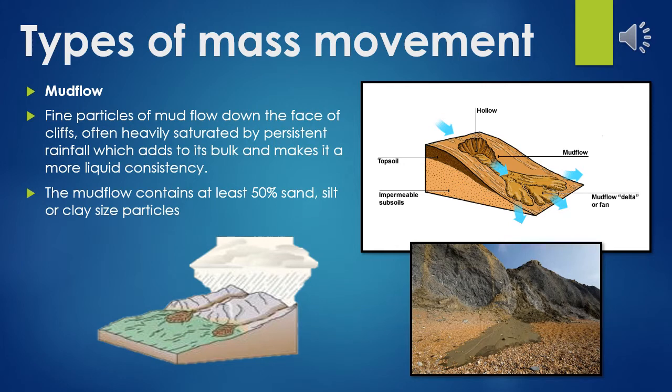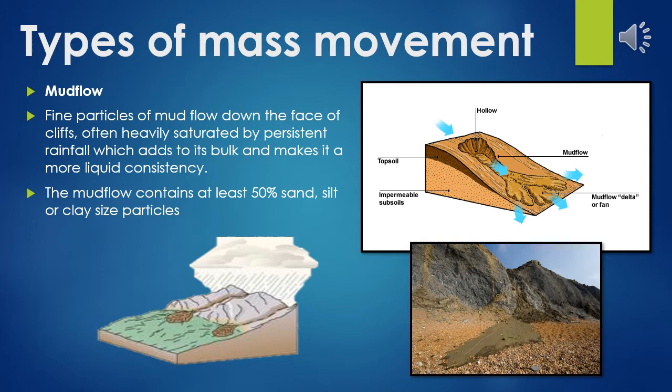So the next one is a mud flow. Now this happens usually after periods of intense rainfall, where the water soaks into the hillside, adds its weight to the mud that's already there, and then that mud, as it's newly liquefied, it starts to flow downhill, and it will leave behind a hollow on the landscape, as you can see in the diagram on the right there, and it will sort of create a channel, and then at the bottom of that channel you'll have a delta or a fan where the mud flows out across it.